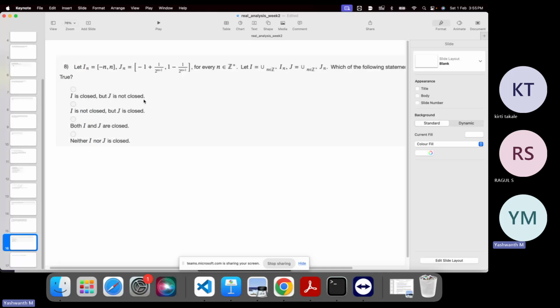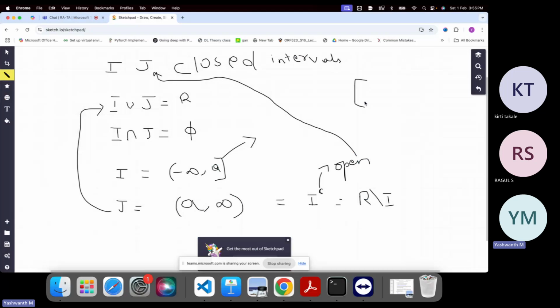But can a set be neither open nor closed? Do you know that? Can you construct a set which is neither open nor closed? That's very easy, right? I mean, minus 1 to plus 1, you can put a closed bracket anywhere, either on minus 1 or plus 1. So this is neither open nor closed, right?